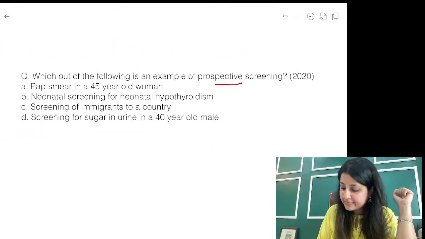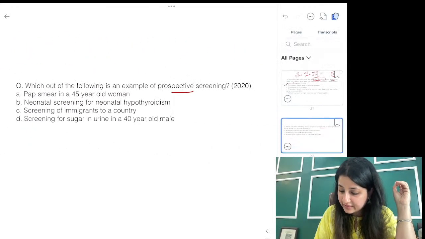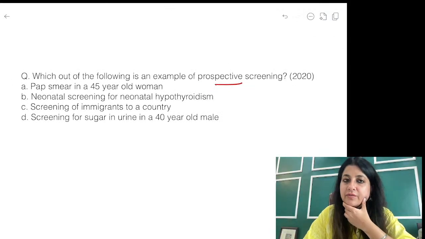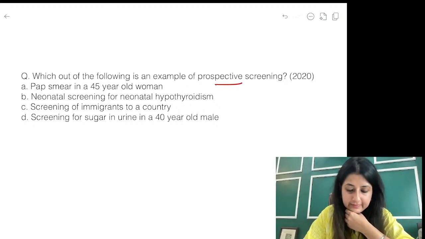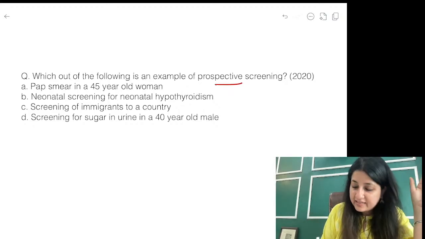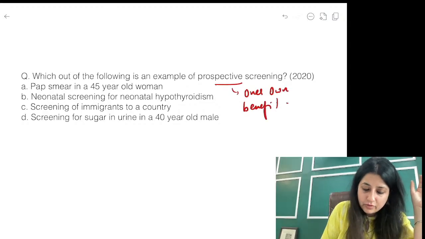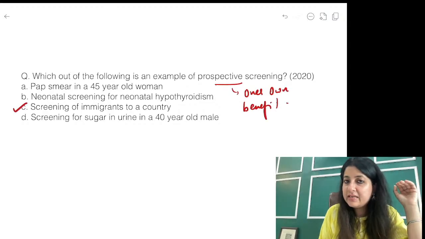Which of the following is an example of prospective screening? Prescriptive and prospective screening, let's quickly do this. Which out of the following is an example of prospective screening? What is the answer to this? Prospective screening is done for one's own benefit. So screening of immigrants in a country.